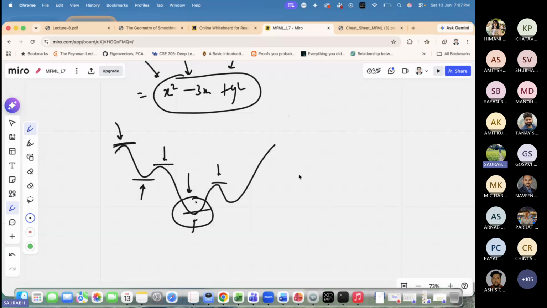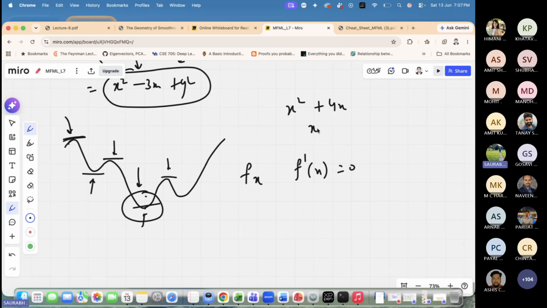Basically, what we do, if it is a one variable function, you take f dash x is equal to 0. Just like x square plus 4x. Let's say that this is the function. You take the derivative of this, you get 2x plus 4 is equal to 0, or x is equal to minus 2. So x is equal to minus 2 is the point where the slope is 0. Let's say that this is minus 2, and at this point the slope is 0. But eventually you have got only one point.